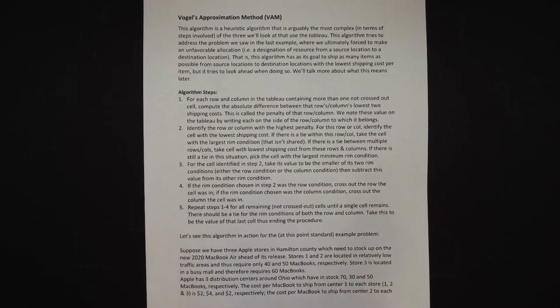We break this tie by taking the cell, right? Both of these cells share the same row rim condition. So we then compare the column rim conditions and take the cell which has the highest column rim condition.